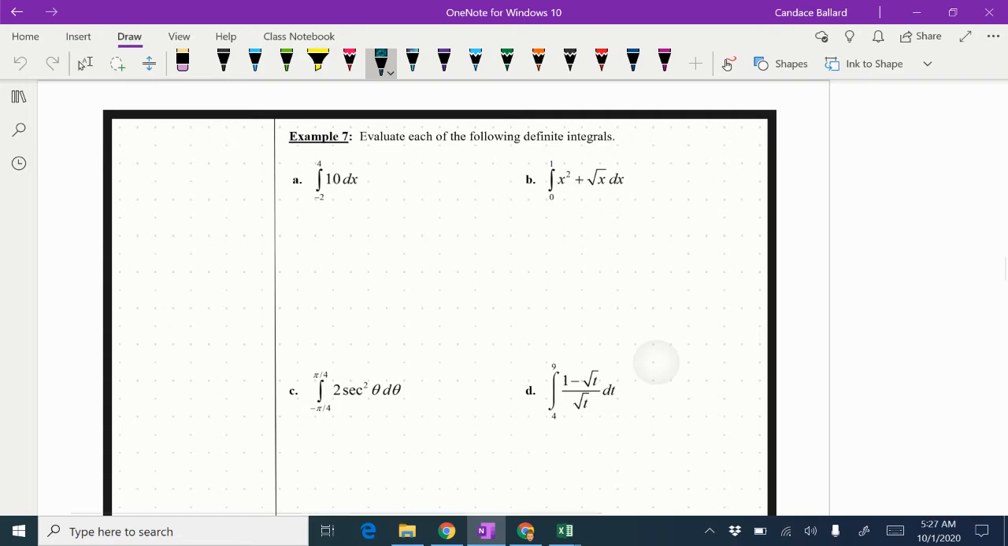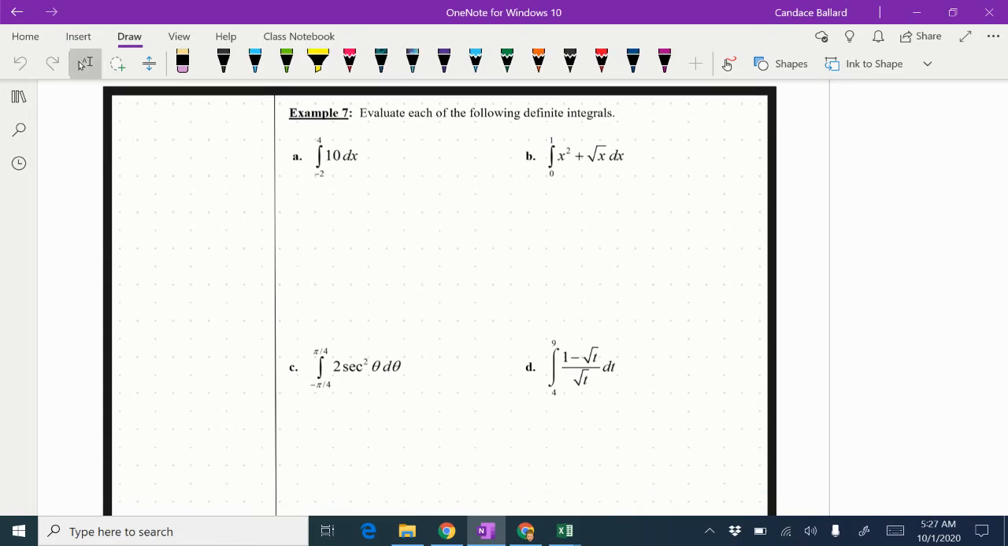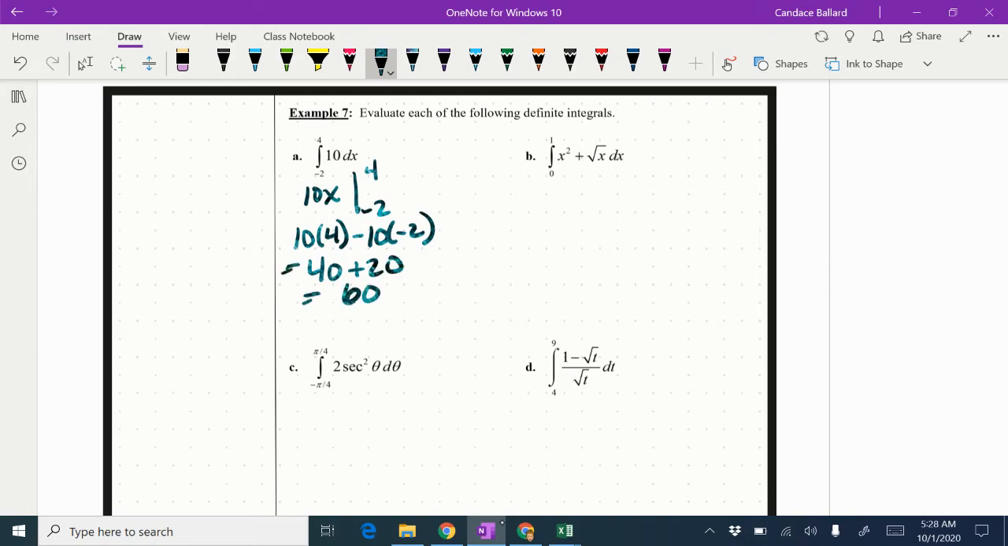We're just going to jump right in and start trying some of these. Example 7 says evaluate each of the following definite integrals. We know when we integrate 10, we get 10x, and that goes from -2 to 4. Then I'm going to plug in those values. So I do 10 times 4 minus 10 times -2. 10 times 4 is 40. -10 times -2 is +20, so we would get 60.